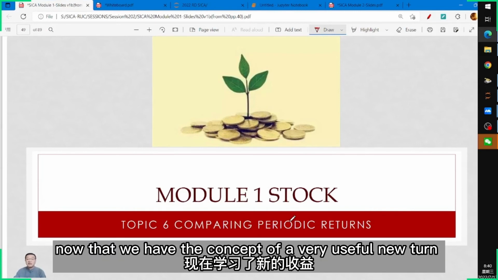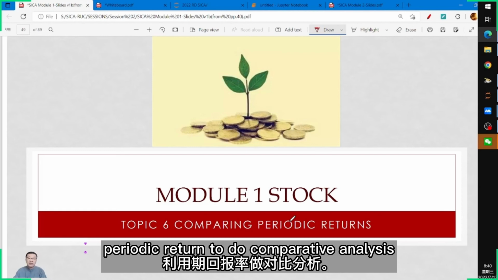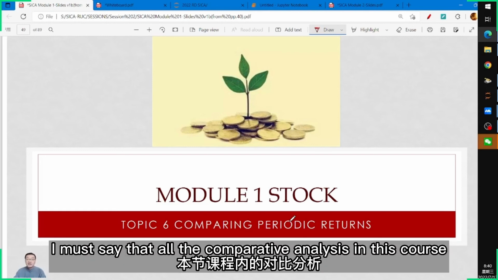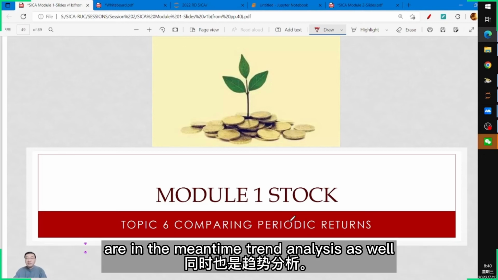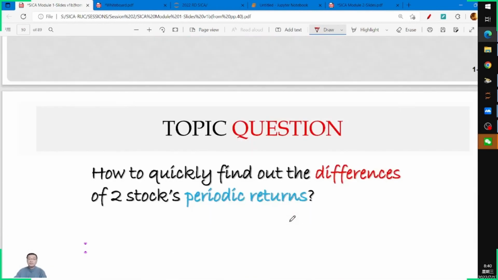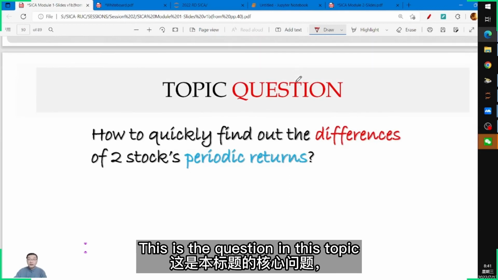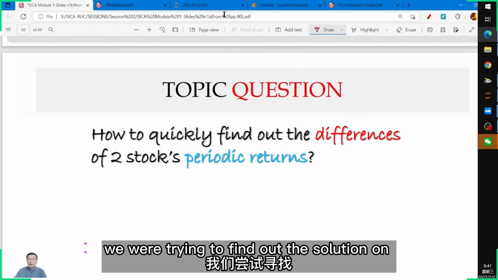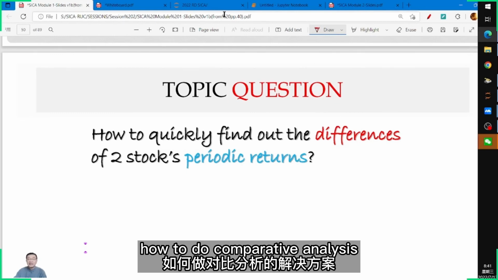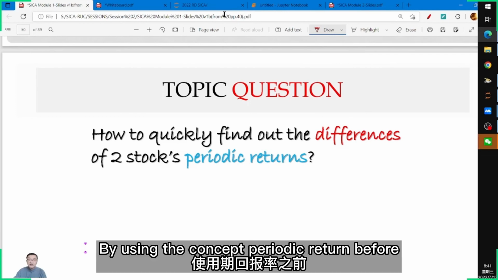Now that we have the concept of a very useful new term called periodic return, we can use periodic return to do comparative analysis. I must say that all the comparative analysis in this course is, at the same time, trend analysis as well. This is the question in this topic. In this topic, we will try to find out how to do comparative analysis for the return situation of two stocks by using the concept of periodic return.